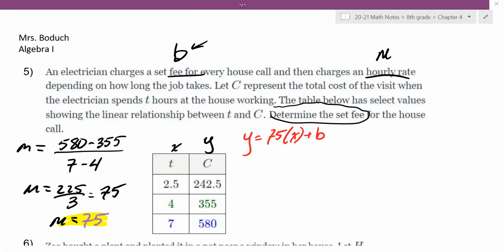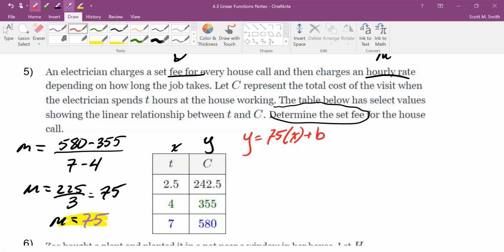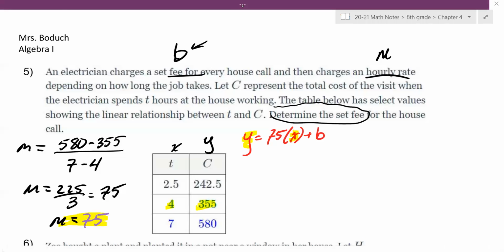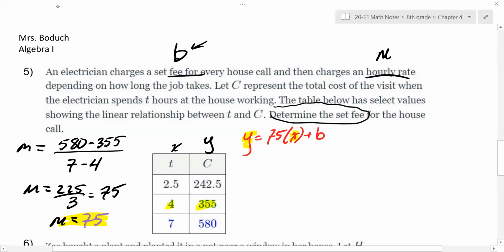I don't know where on the plot I'm going to be going right away. So I have x and y. I'm going to go ahead and do this one because it's a small number. Once again, you can use any of those plot points that you want when you're trying to find the y-intercept. So I'm going to use 355 equals 75 times 4 plus b. So now I have all numbers in just one variable.